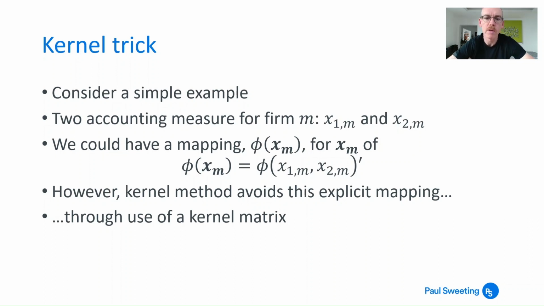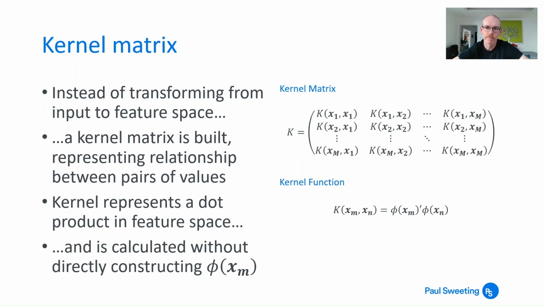So the kernel method avoids having to do this explicit mapping through the use of a kernel matrix. So what's a kernel matrix? Here on the right we've got the kernel matrix, and it is basically a kernel of each of the pairs of firms. So we've got m firms here. We're looking at the relationship between firm 1 and itself in the top left corner, then firm 1 and firm 2, all the way to firm 1 and firm m.